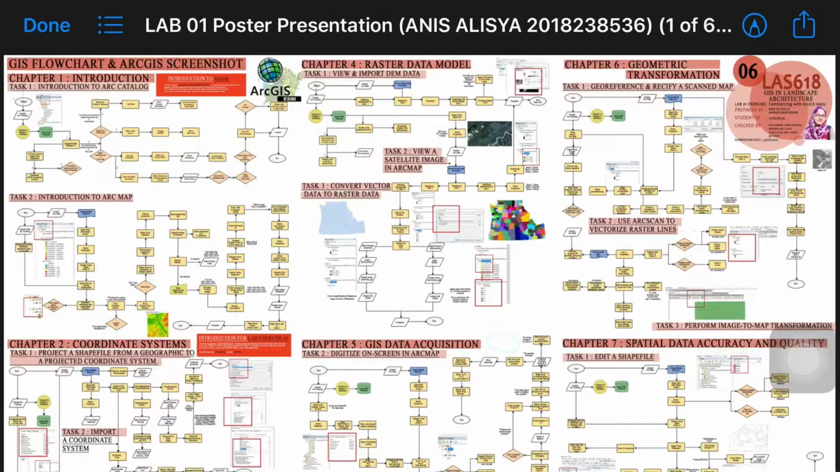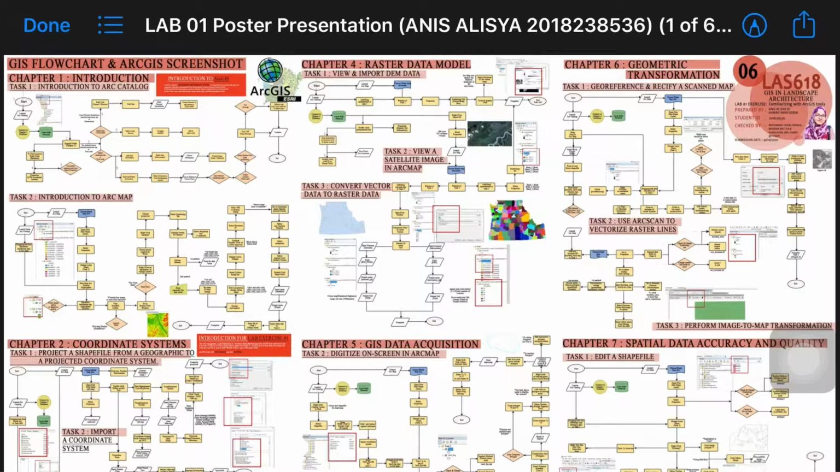I'm going to present on Lab 1 exercise of GIS in landscape architecture. This lab is to introduce and familiarize us with ArcGIS tools. So first of all, ArcGIS is a geographic information system, and it is very important for working with maps and mapping, analysis and data storage. We also have to know how to use the tools in ArcGIS.